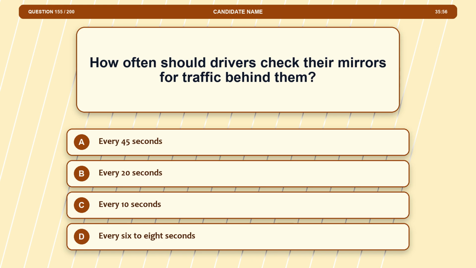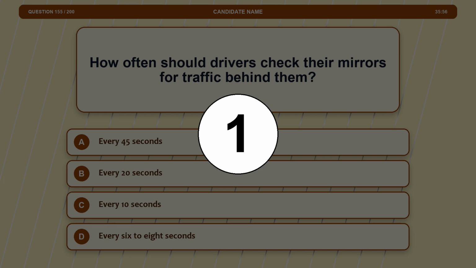Question 155. How often should drivers check their mirrors for traffic behind them? Option A. Every 45 seconds. Option B. Every 20 seconds. Option C. Every 10 seconds. Option D. Every 6 to 8 seconds.